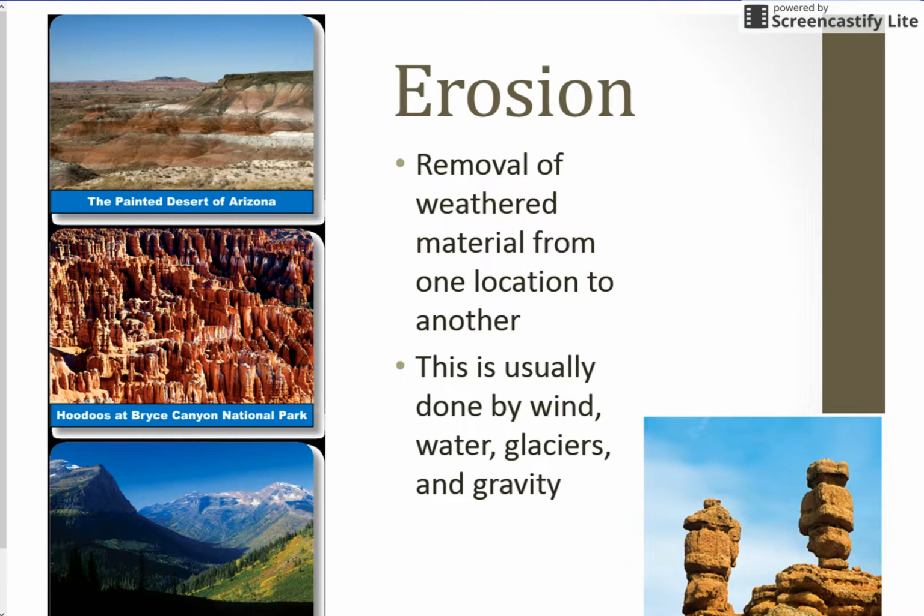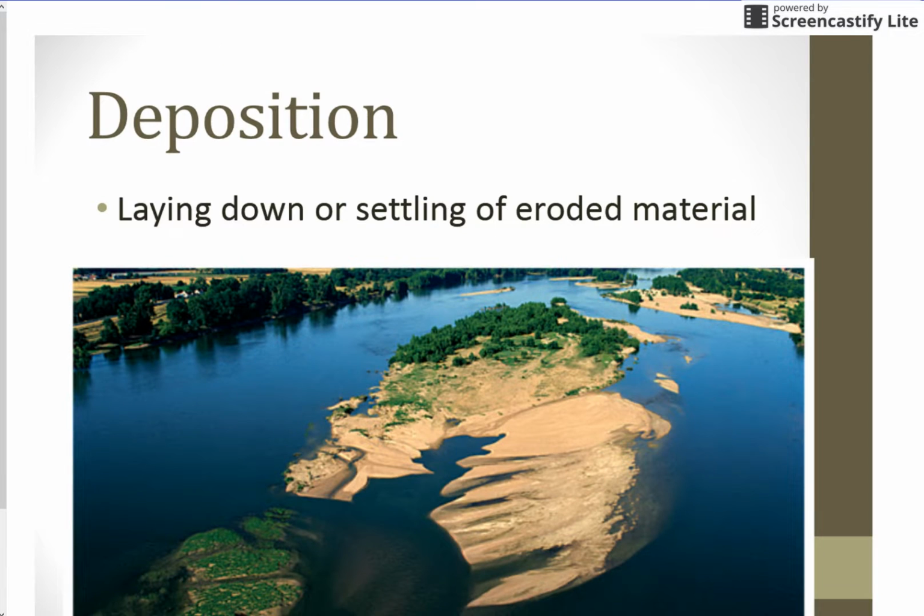So now the rock is moving, and then once it stops moving or laying down and settling, that is called deposition. So deposition occurs everywhere. It occurs on the sides of the streets or of the highways where there's road cuts. We can see deposition occurring on the bottom of those road cuts.